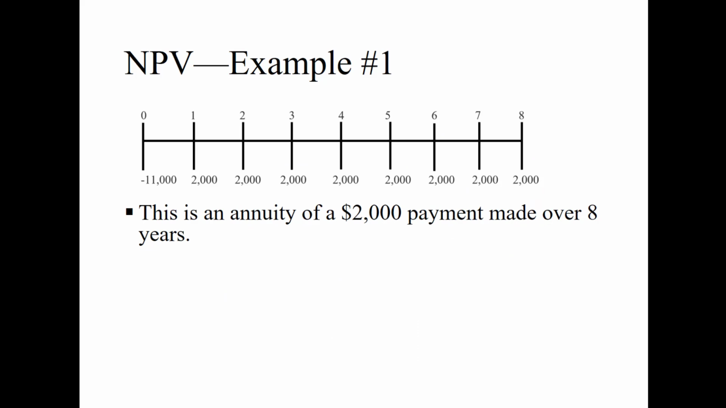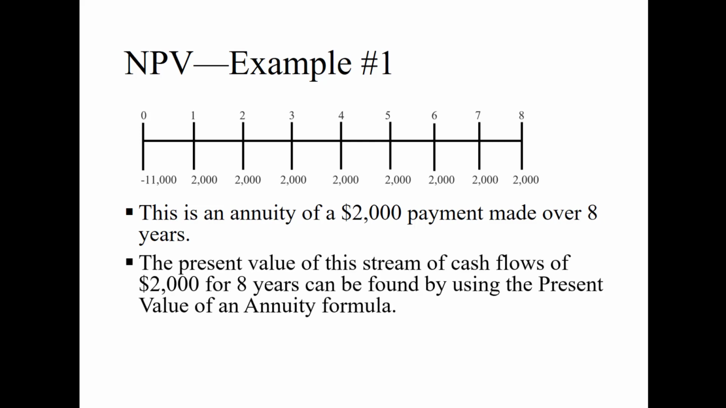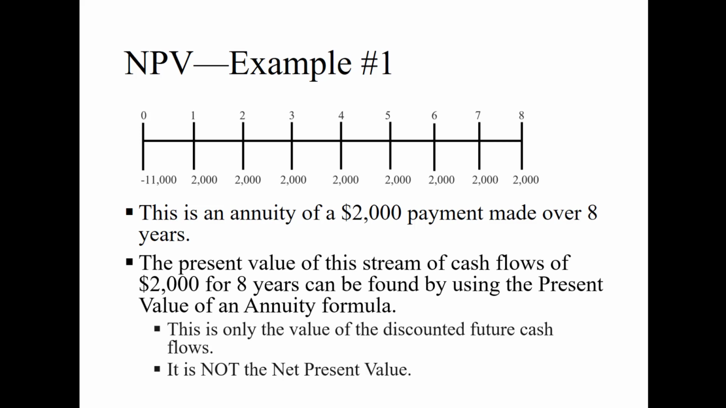This example is just an annuity of $2,000 payments, so each one of these cash flows is going to occur as an annuity would. And the present value of that annuity can be found either using the formula, and in this case we'll use our cash flow worksheet on our financial calculator. And it's important to note that if you were to solve for the present value of the annuity, that it's not the net present value, that's just the value of those future cash flows.